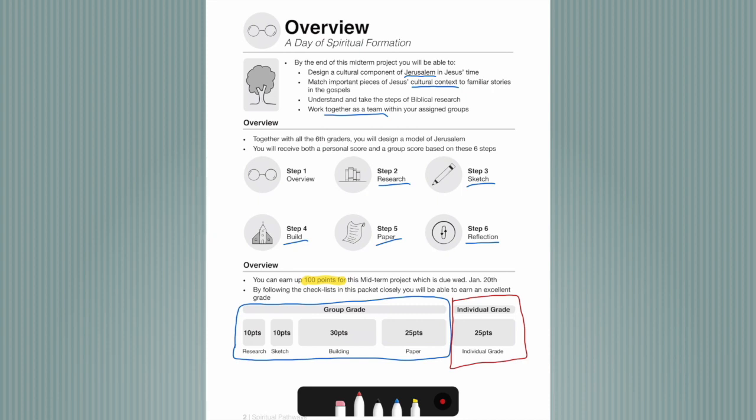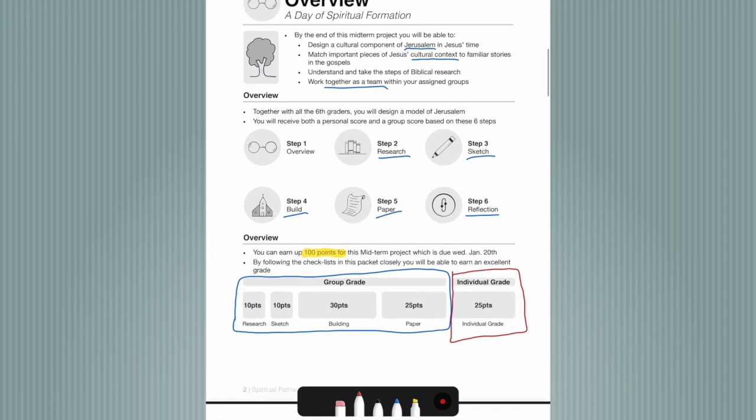So say a group together, they earn 70 out of the 75 points. But then let's say Johnny gets the full 25 points, so he ends up with 95 points. But let's say Eliza only gets 20 of the individual grade points, and so she would end up with a 90. Again, if you have a question about that, we can chat about that in person tomorrow.